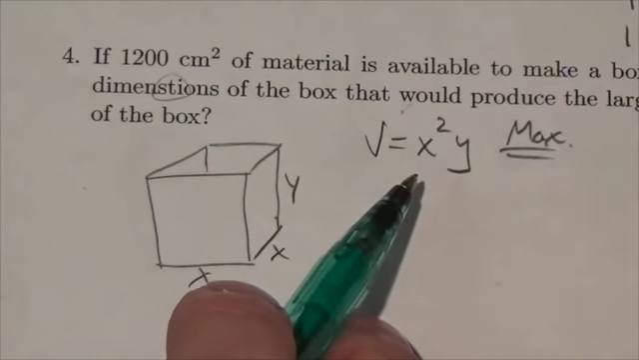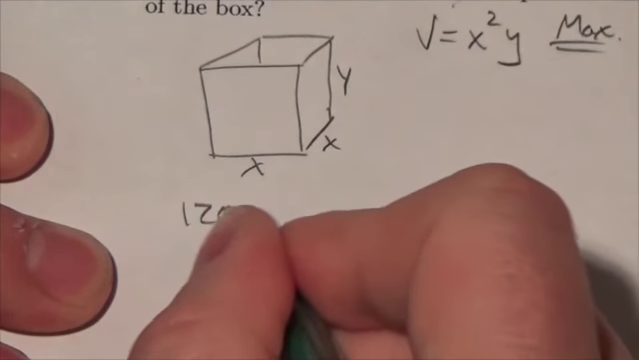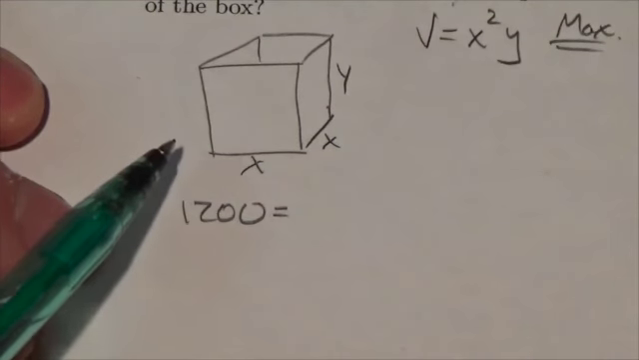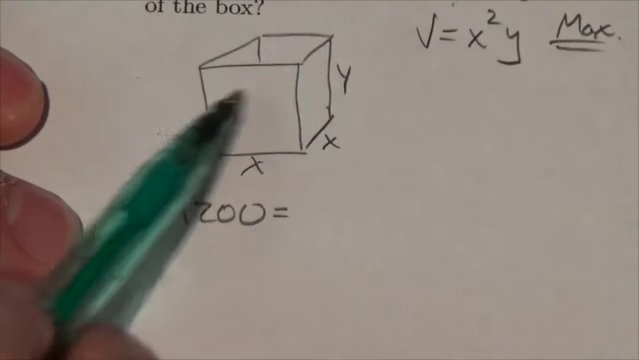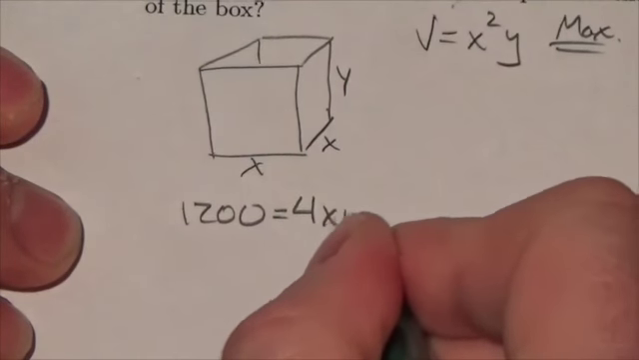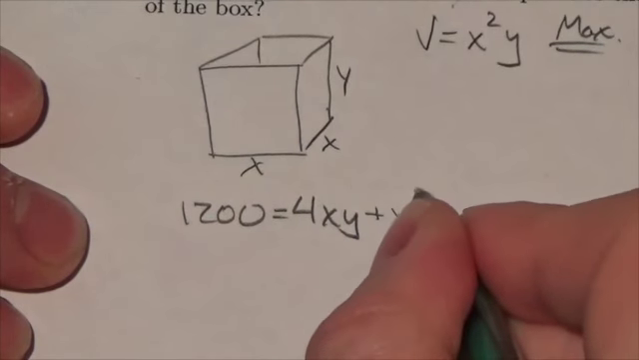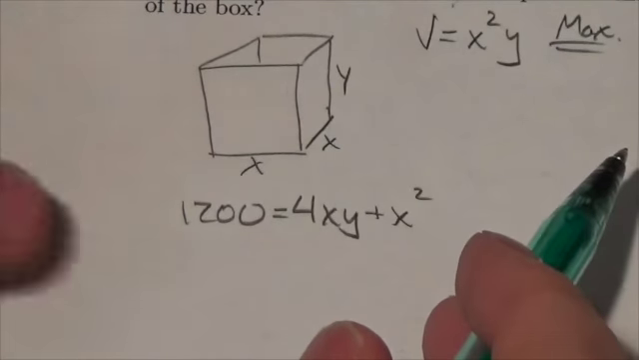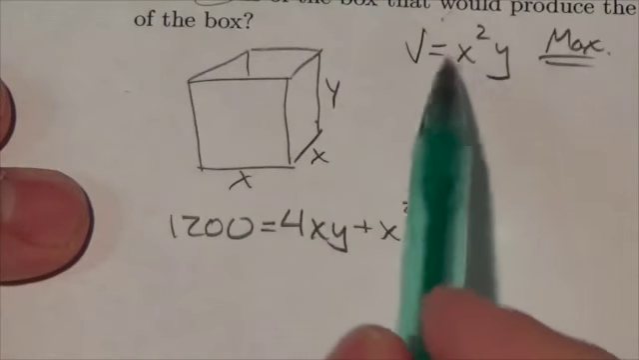We are, however, given one other bit of information here. We are told that the surface area is 1200 centimeters squared. Let's think about what that's going to look like. It's an open top box, so there's no material on top, but there is around the sides, and that's going to be xy, and there will be 4 of those. So that's 4xy, and then the base is simply a single x squared. So here's the relationship between x and y.